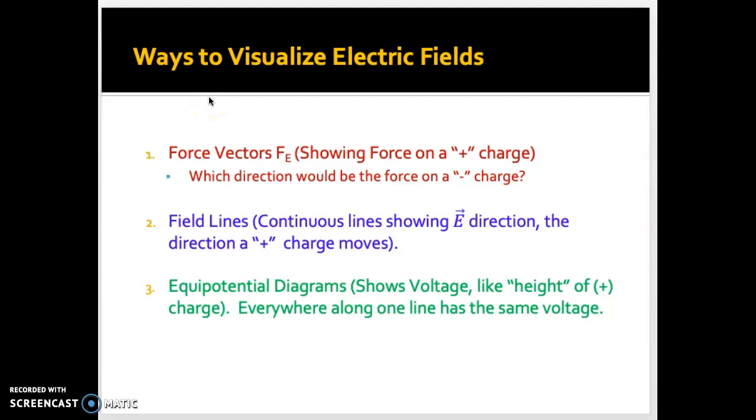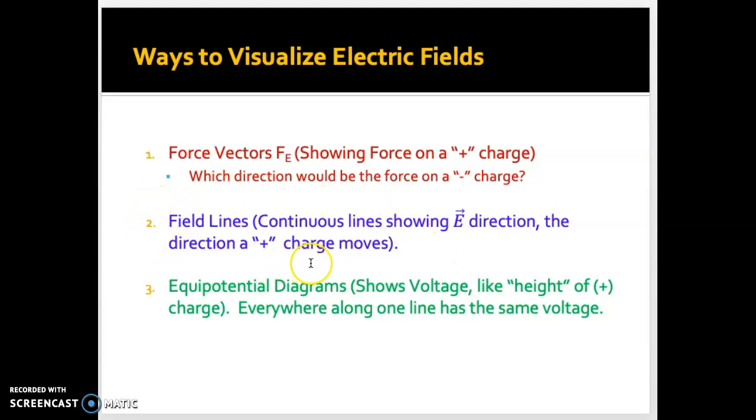So force vectors, it's a force, it's a vector, has a direction and a magnitude. We're going to be showing the force on a positive test charge because that's pretty typical. We usually just look at the force on a positive charge. Of course, if you have a specific problem about a negative charge, you show the force that negative charge would be, which would be the opposite direction as a positive test charge in the same field. But especially if there's no charge there, we assume we're talking about positive test charges, so we can talk about which direction the force would be on a charge.